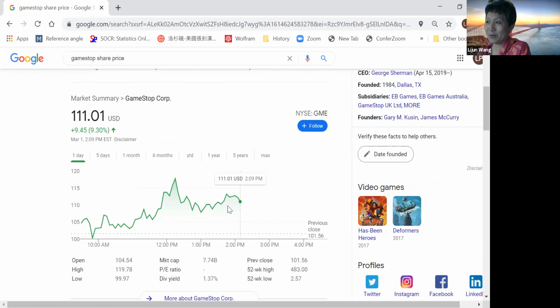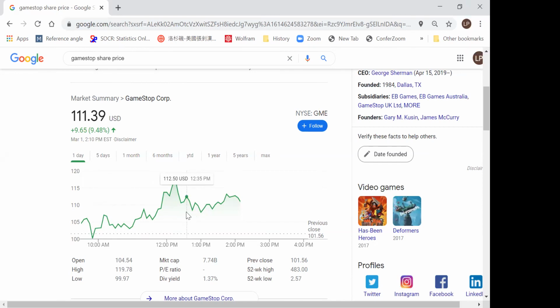GameStop was in the news, right? It was really, and you see it started today at $104.54, and there's a dip at 950, and then it goes up. You see that? Every moment there's only one price, isn't it? Every moment there's only one price. That's exactly one output. So the input is time, the output is the price of the stock.